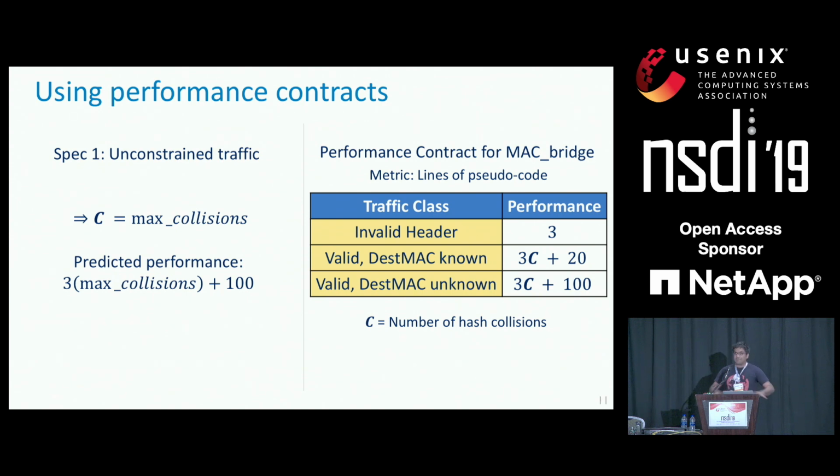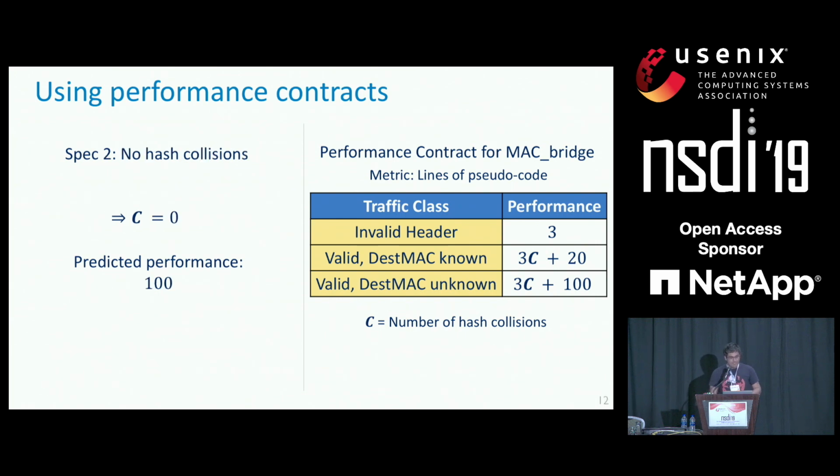Now, this is the absolute worst case performance of the NF, but this number alone is not of much use to an operator, because this scenario is very unlikely. And so to this effect, the user can progressively add more and more constraints to the workload specification to scrutinize performance at finer granularities. So let's say the operator wants to understand the performance for more realistic traffic where hash collisions are rare. Once again, all three traffic classes are feasible, so the performance returned is that of broadcast traffic, but this time with only the constant 100.